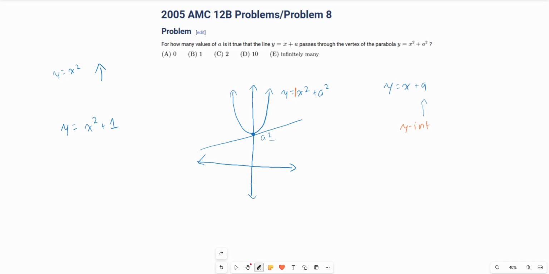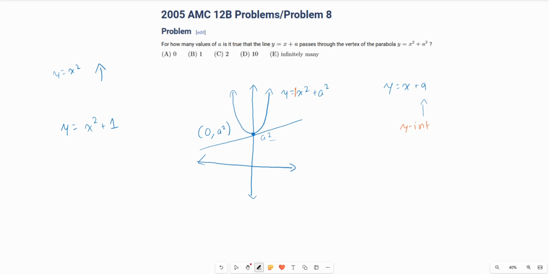Okay, now that we know all of this, let's actually write some of the things we know in math terms. So first, what's the y-intercept? The y-intercept is 0, a squared. The y-intercept is basically what we want to find. We want to find the intersection where it passes through. So let's solve that first.